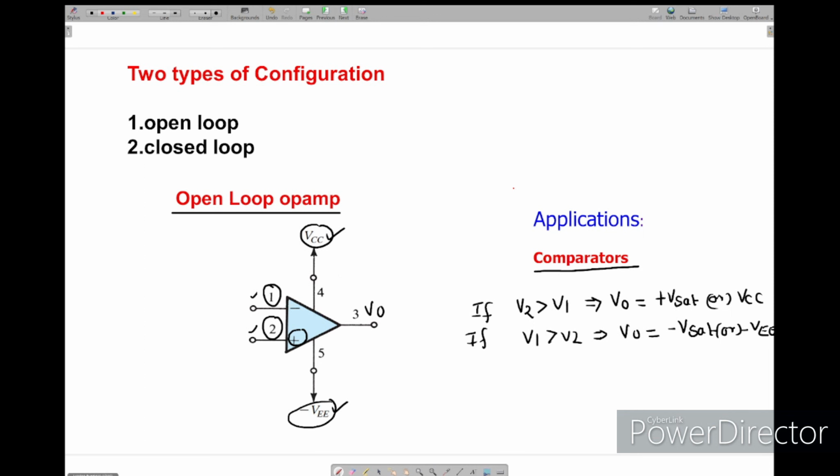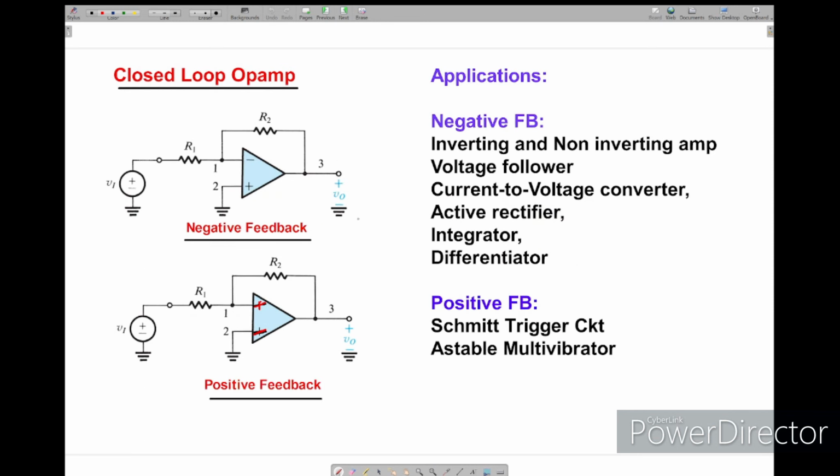Next we'll see the closed loop op-amp. The main advantage of the closed loop op-amp is that we can control the gain. That's why we are moving to closed loop op-amp. Now the next question is how we can control the gain. By providing external resistors, we can control the gain of the op-amp. How we control the gain with these two resistors, we'll see in the next session. First I will tell you the advantages and applications of closed loop here.